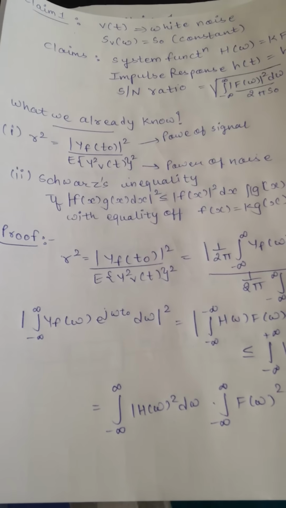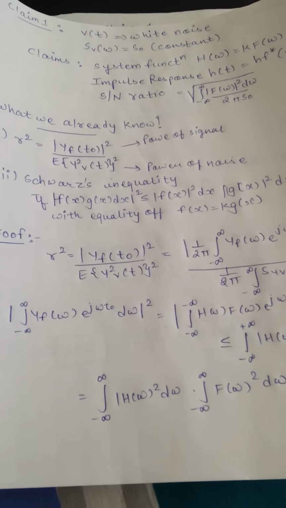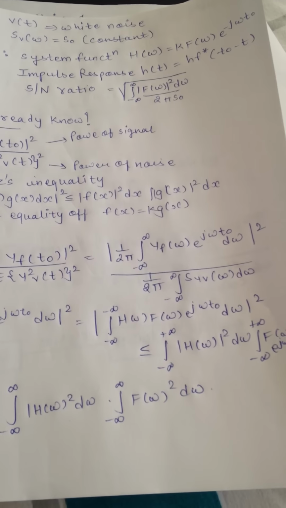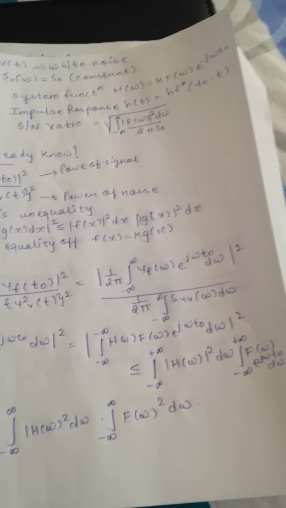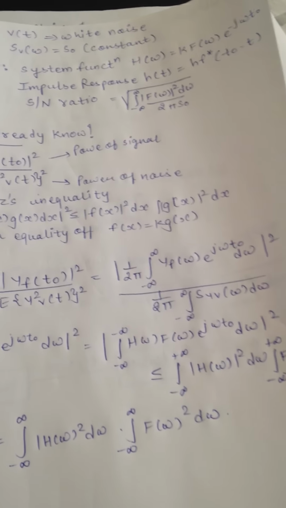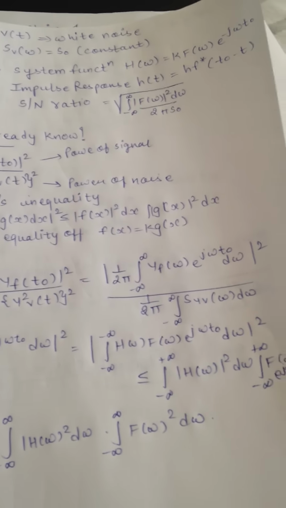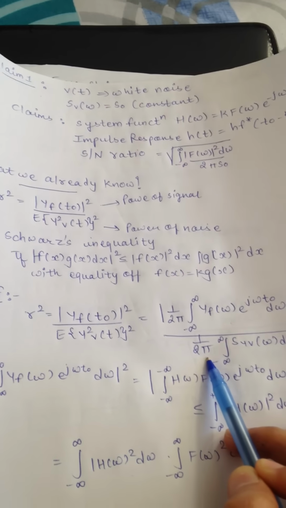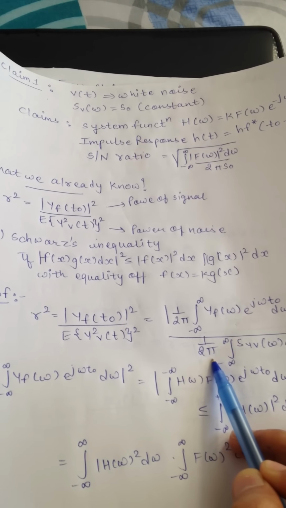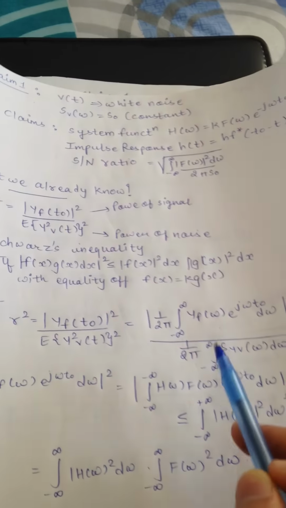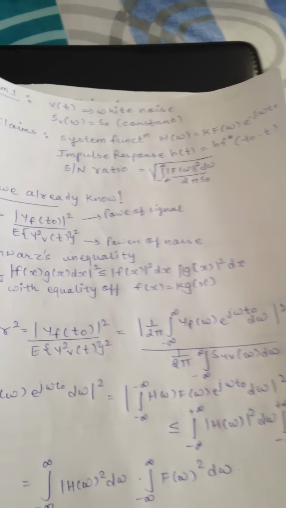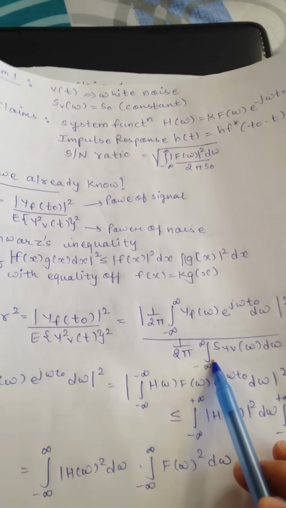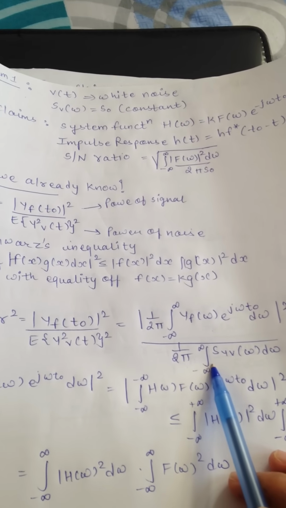We know that R square is the ratio of the power of signal upon the power of noise. The power of signal is 1 upon 2 pi, integration from minus infinity to infinity of Y_f(w) e raised to jw t0 dw, and upon the expectation of Y_v(t) squared, which is nothing but the power of noise. It is the area covered by the noise in a given spectrum, which is 1 upon 2 pi, integral from minus infinity to infinity of S_v(w) dw.